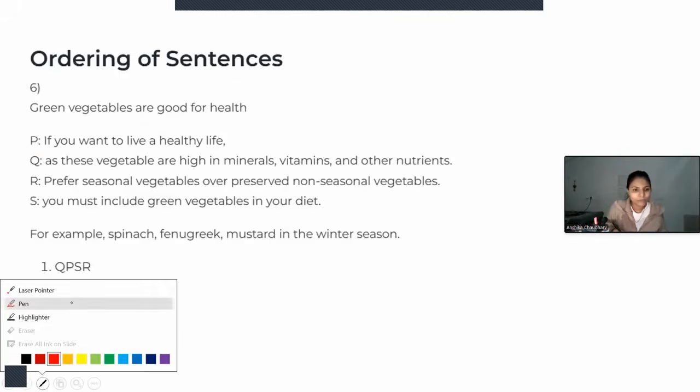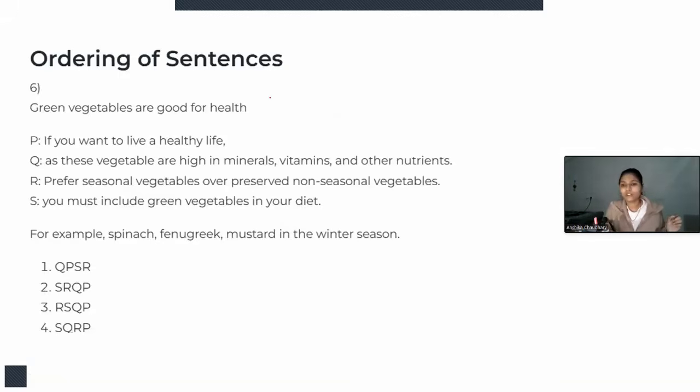One more we have. Okay, ordering of sentences again. Here, this sentence is fixed, right? After that, we need to form the complete paragraph. So, green vegetables are good for health. Okay. Now, if you want to live a healthy life, as these vegetables are high in minerals, vitamins, and other nutrients. So it would be the first statement after this because green vegetables are good for health.